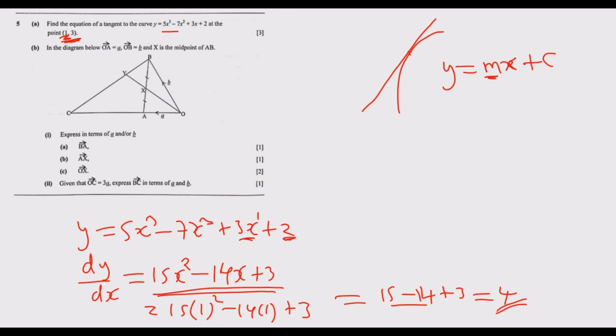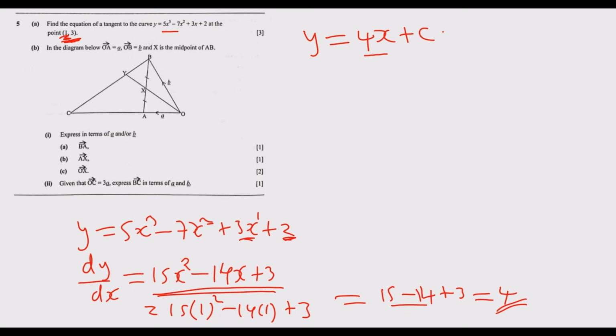Hence the general equation can now be written as y is equal to 4x plus c, because we know m is 4. For this equation to be complete, we need to find the value of c. We know that for every 1 unit change in x, y will change by 4, and we can find the value of c because we know the coordinate. At this coordinate, the value of y is 3, so we put a 3 there. Then 4, and the value of x is 1 at that point, then plus c.